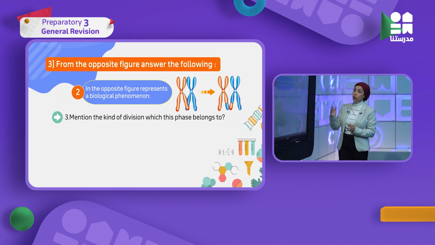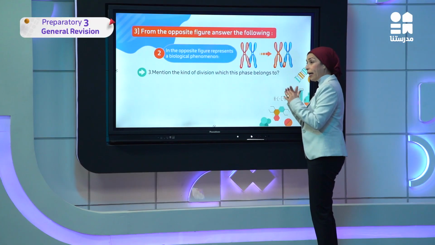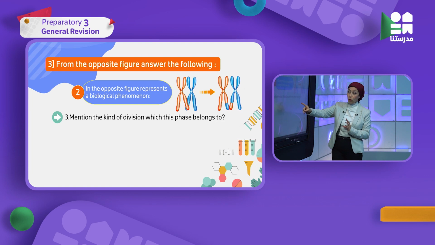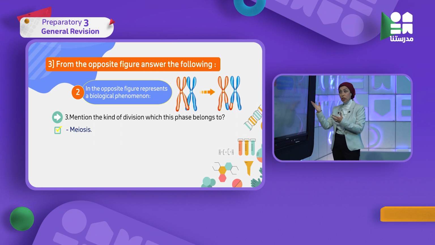Mention the kind of division which this phase belongs to. We are always confused between phases and cell division. The phases we know are anaphase, telophase, prophase and so on. But here he is asking you about the division in which it happens. You know that it happens during meiosis. In which phase? We said prophase 1.